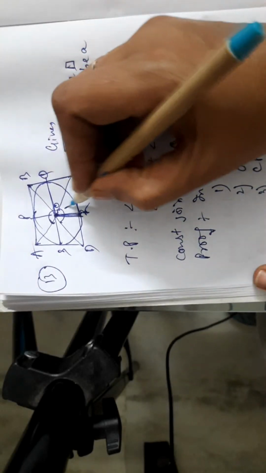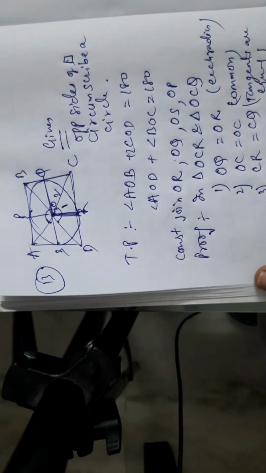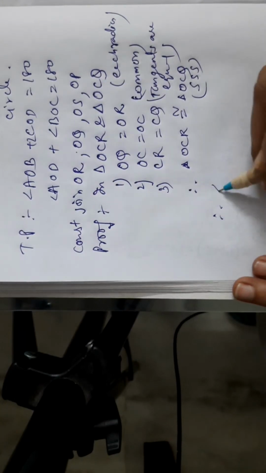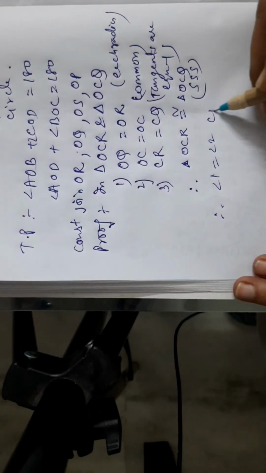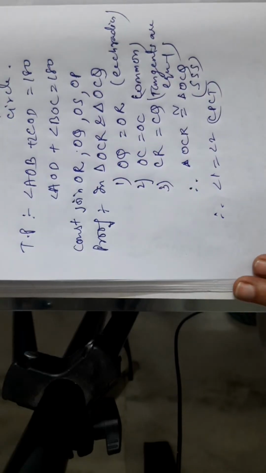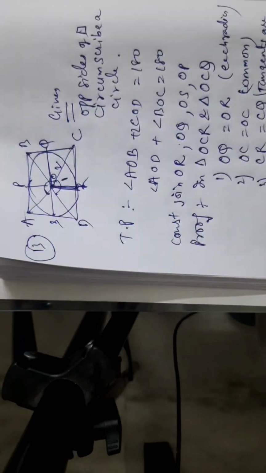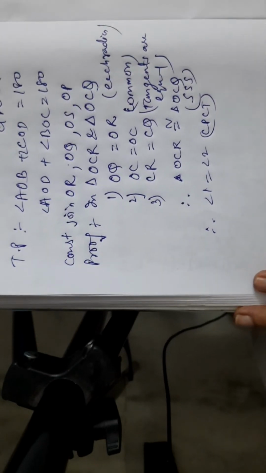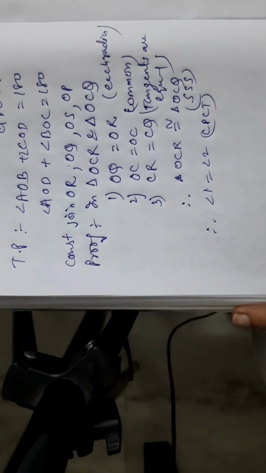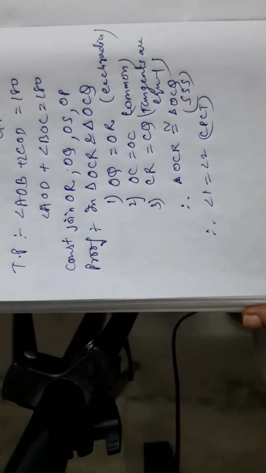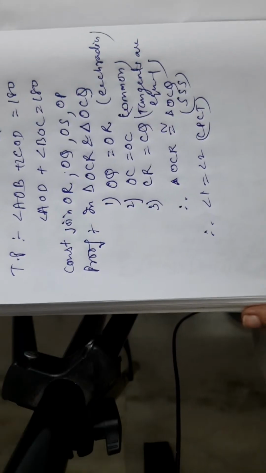As the triangles are congruent, we are going to name the angles angle 1 and angle 2. So therefore, angle 1 is equal to angle 2 by CPCT. This we did in 9th standard, and the same we are using over here. So as we made angle 1, is it clear till here, or do you want me to repeat again? Vivek, is it clear till here?